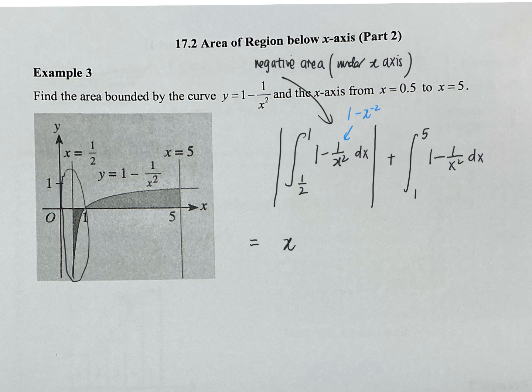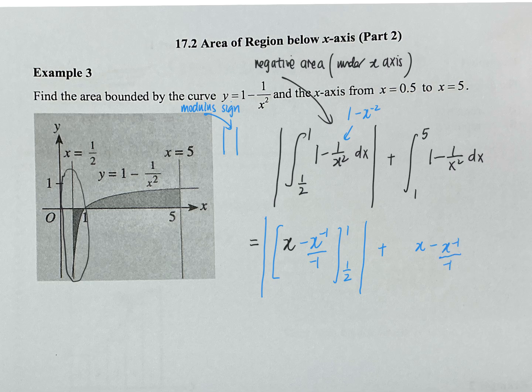So how to integrate the minus part? You add 1 to the power, divide by new power. And then you sub in your 1 and your half. And remember to remove the negative sign later. This double line is called the modulus sign. It will remove the negative value. Okay, then this part, same thing. You're going to get the same expression. Okay, and then you sub in 5 and 1.